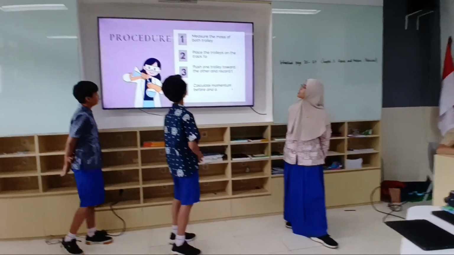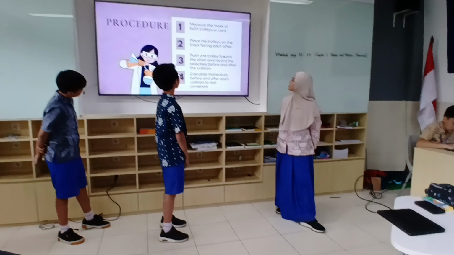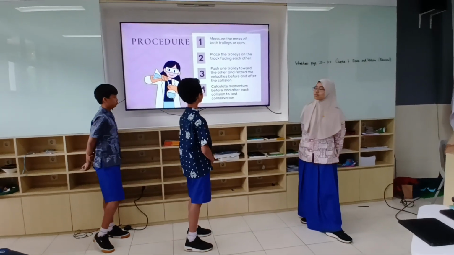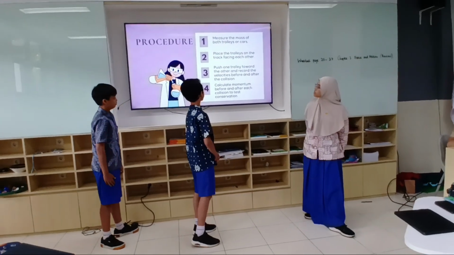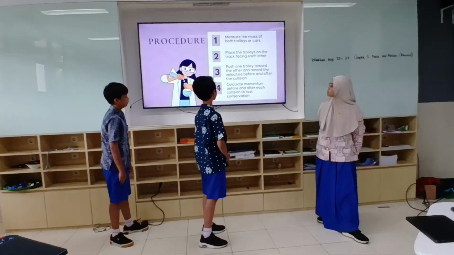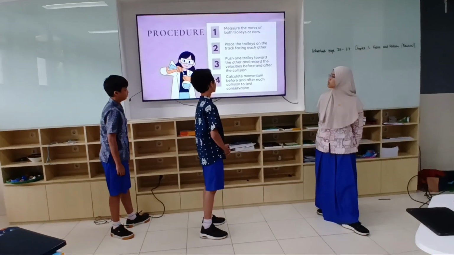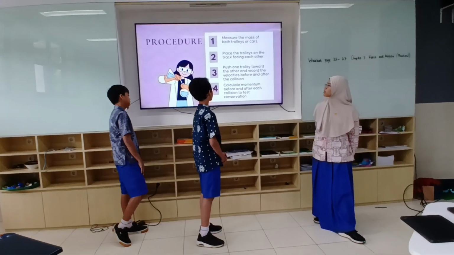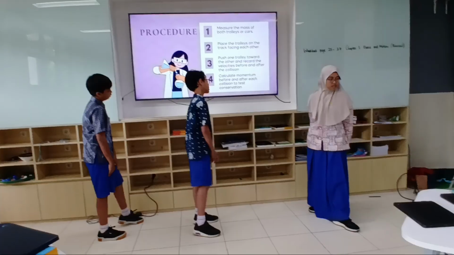Procedure. Measure the mass of both trolleys or cars. Place the trolleys on the track facing each other. Push one trolley towards the other and record the velocities before and after the collision. Calculate momentum before and after each collision to test conservation.